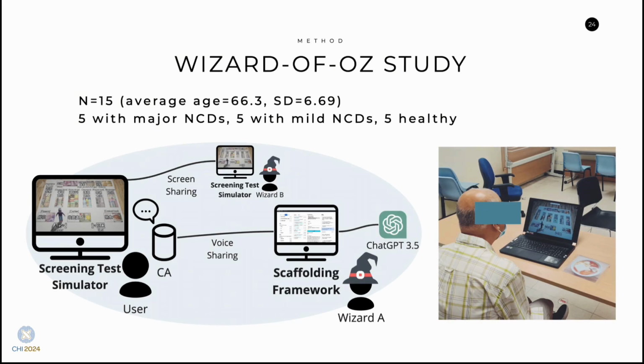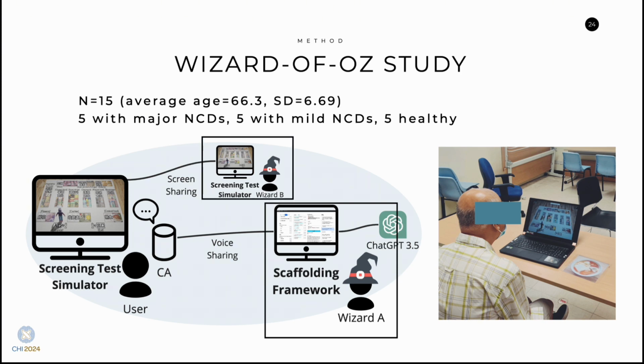Based on the system we built, we conducted a Wizard of Oz study to complete the GSDT administered by our CA. Wizard A applied our framework to scaffold the user and Wizard B controlled the token's movement. The goal of this study was to check the appropriateness of the CA's scaffolding and to explore its effects on the user's understanding of the dialogue task.